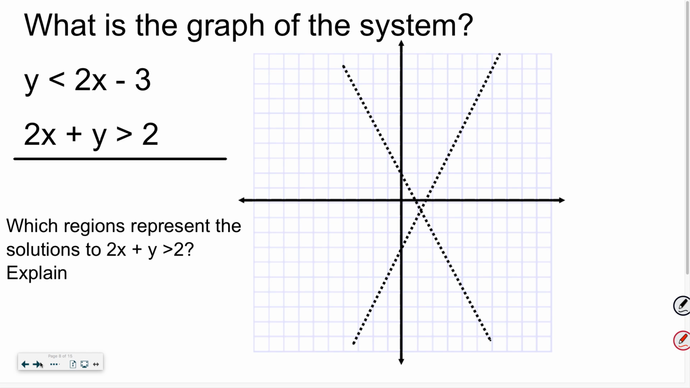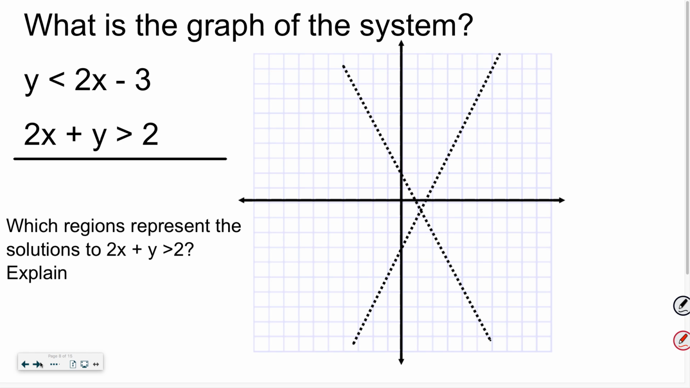What does that coordinate represent? It's the coordinates that they both share. So with two equations, there's one. But in an inequality, how many do you think there's going to be? Many. So think about the solutions.